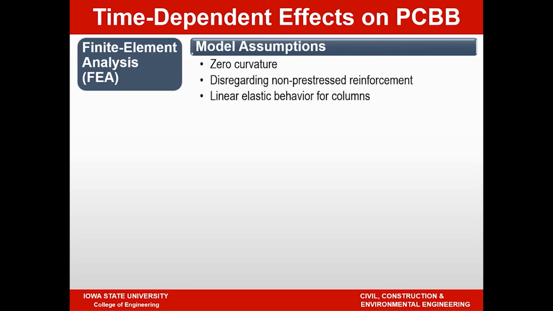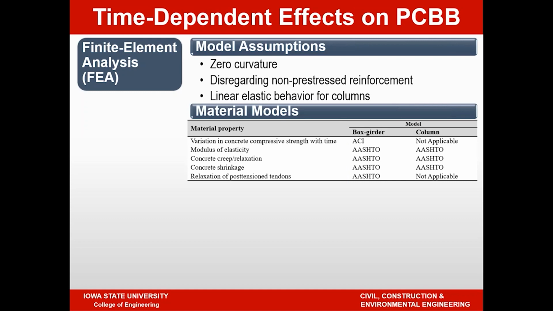We also modeled, during the model development, and we made a few assumptions. One is that even though this particular frame is a curved structure, we eliminated the curvature and assumed zero curvature. This is to make sure the analysis can be easily interpreted and the results can be used for averaging between different bridge structures that we were hoping to accomplish. We did not include the non-prestressed reinforcement, and we initially assumed linear elastic behavior for columns, and then we modified the elastic stiffness once we realized that the columns have cracked.